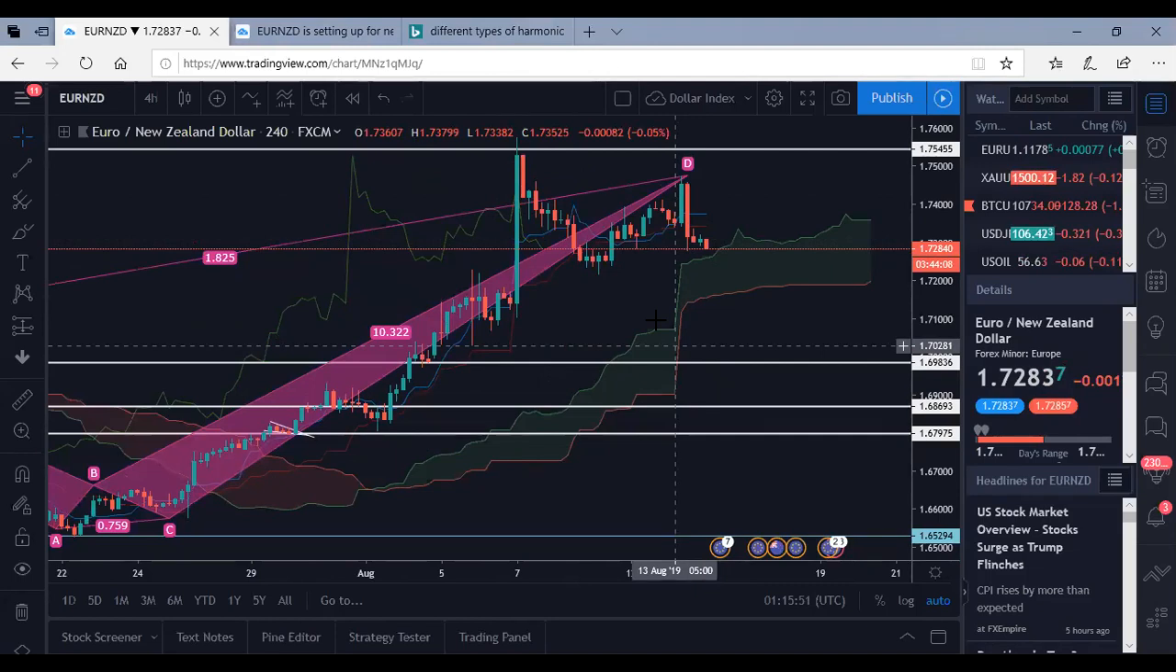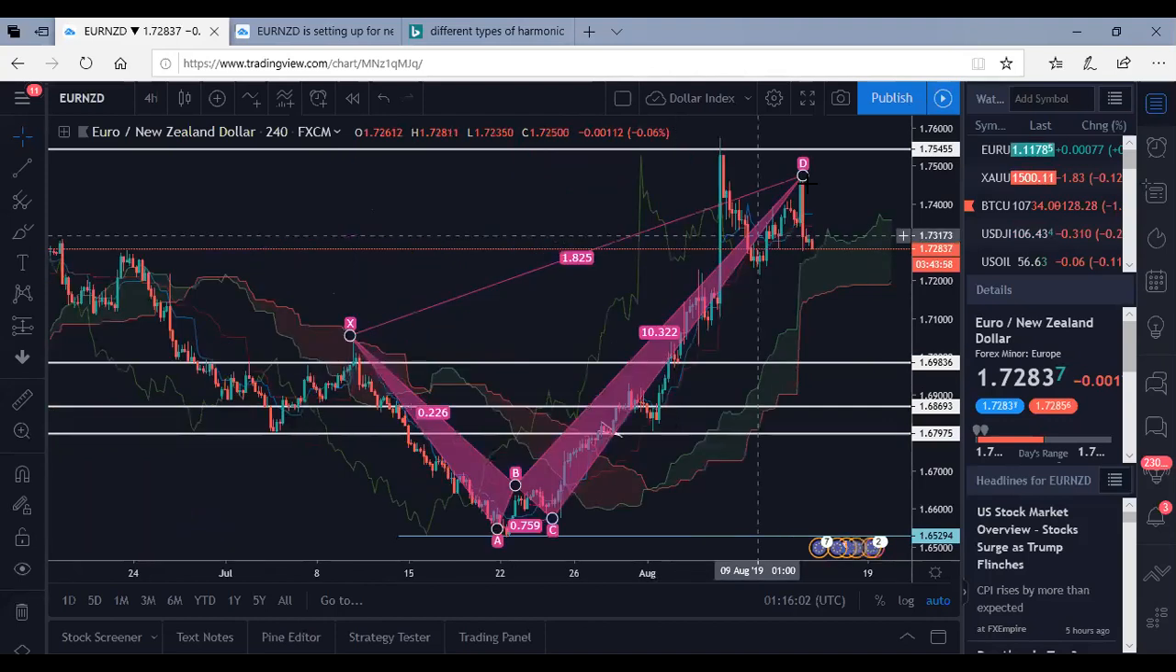And there are so many patterns you can get into: bat, crab, Gartley, what have you. But I told you just to look at the D, because the D is the main thing that will determine if it's a buy or a sell. Because everything left of the D is important, don't get me wrong, but the D is the most important factor, right? The D is the most important factor. All right.